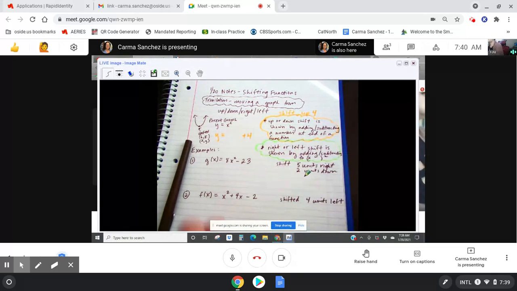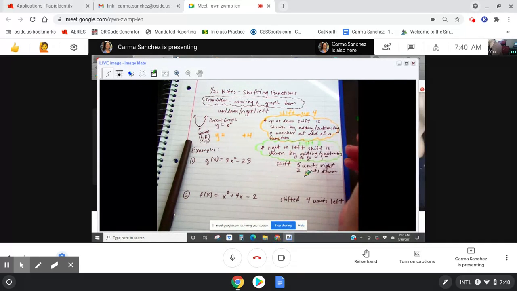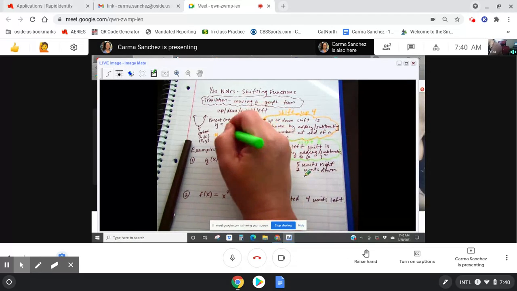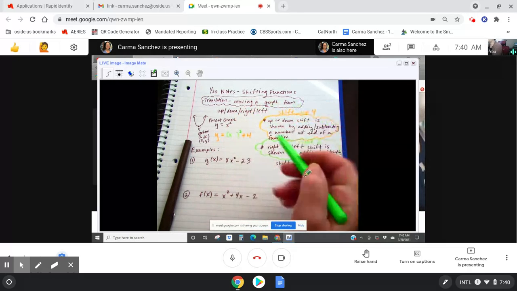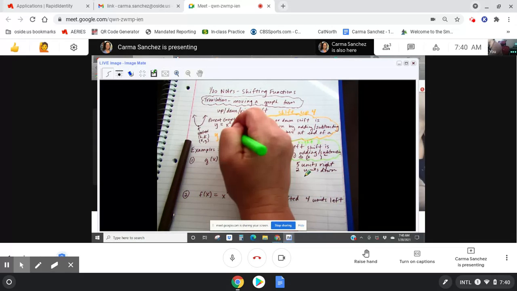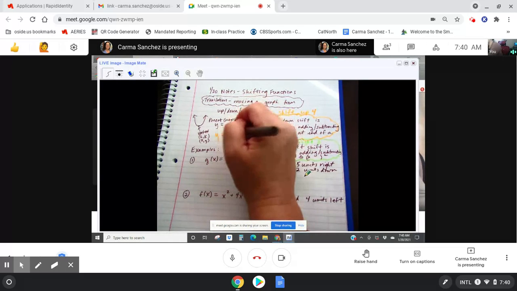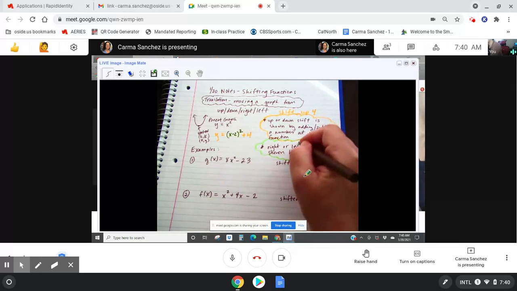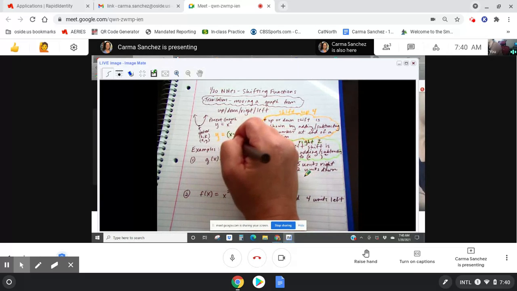And let's say that we wanted to do a right 2 shift. I'm going to take a right 2 shift and adjust it to the x in the parentheses. And remember that the x is opposite. So if it's a right 2 shift, I'm going to write minus 2 inside the parentheses. So x minus 2 inside the parentheses is a right 2 shift. And we're going to put a little arrow and say that the x is opposite sign.